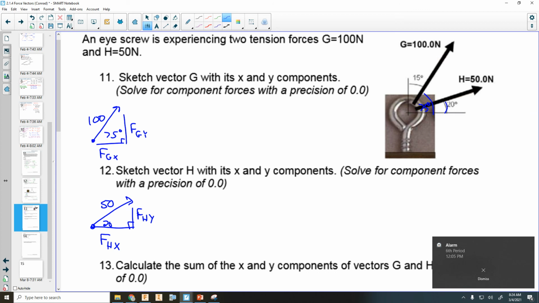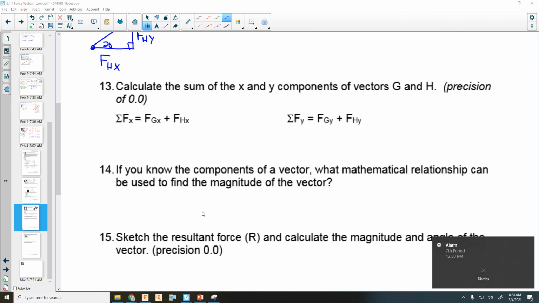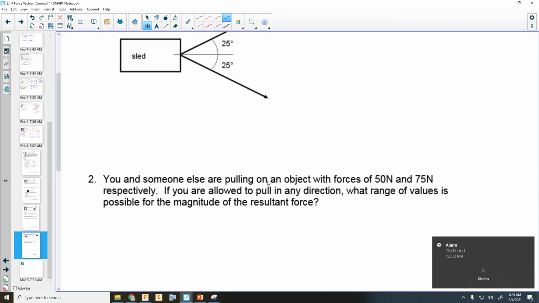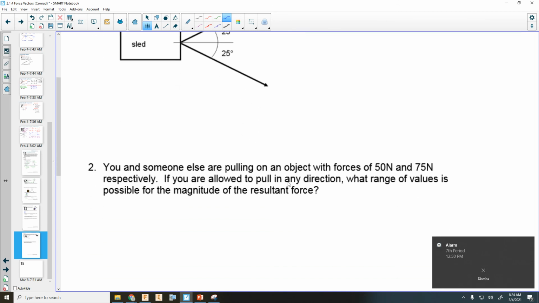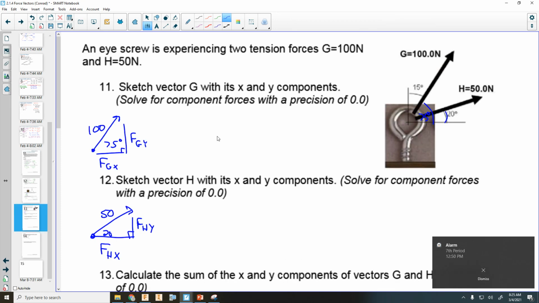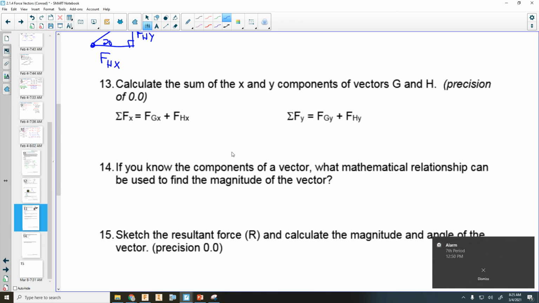And tomorrow, all we have is just a little bit more practice on this. So there's our 3-minute warning. And then conclusions. Don't worry about the conclusions. See if you can finish up through 15.